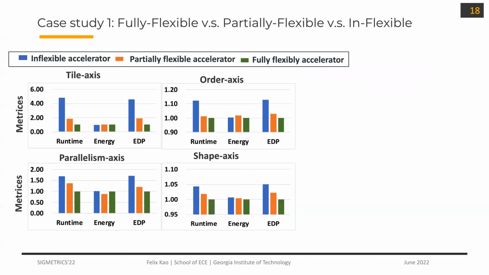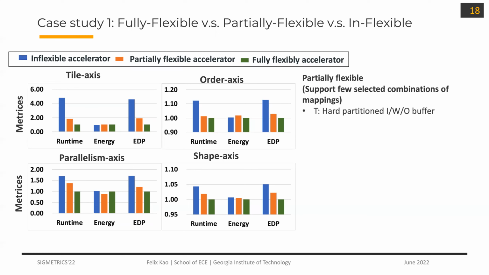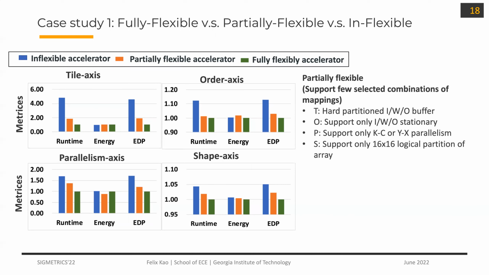First of all, let me describe how we consider partially flexible in this case study. It means it supports some few selected combinations of the mapping. In the partially tile flexible accelerator, we consider equally hard partition input, weight, and output buffer. For order, we only allow one type of order in each input, weight, and output stationary category. For parallelism, we only allow channel parallelism or activation parallelism. For shape, we only allow the PE array to be logically partitioned with a coarse granularity of 16 cross 16.